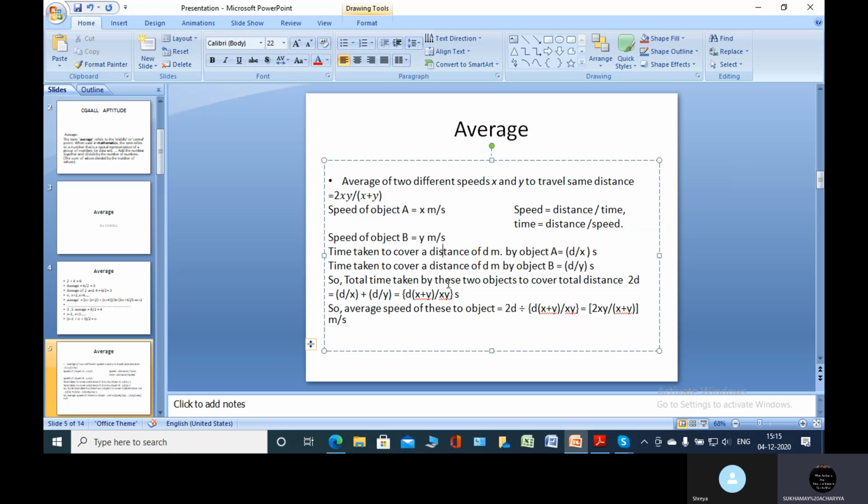So the total time taken by these two objects to cover the total distance 2d is equal to d by x plus d by y, which is equal to d into x plus y by xy second. So the average speed of these two objects is equal to 2d by d into x plus y by xy, which is equal to 2xy by x plus y meter per second.